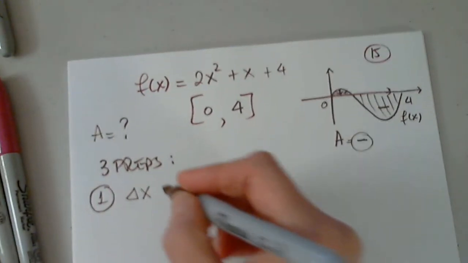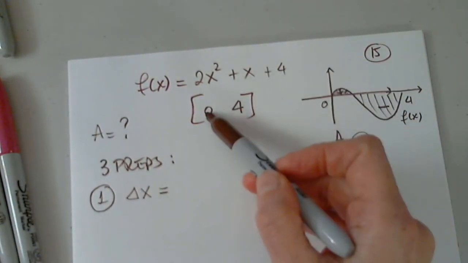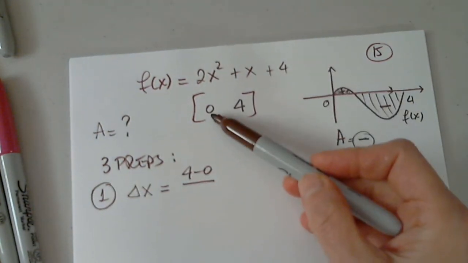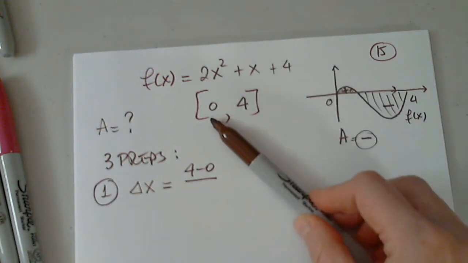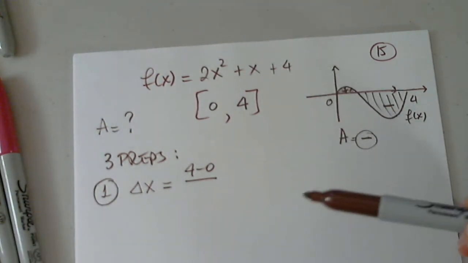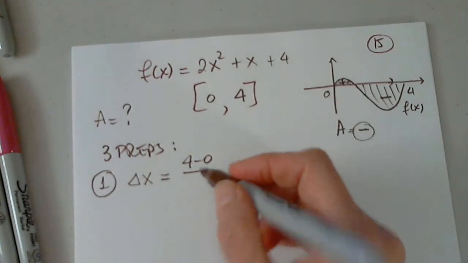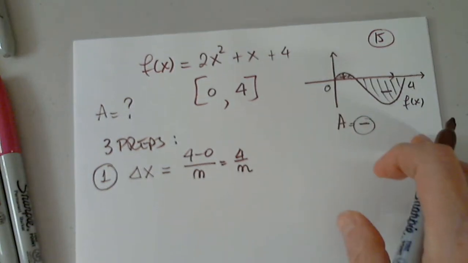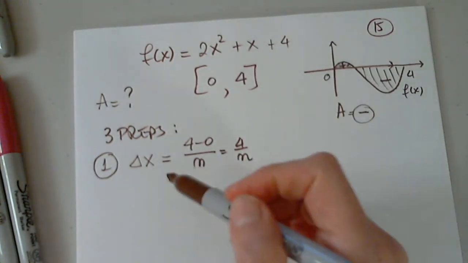Okay, so delta x by definition is 4 minus 0, divided by n. I chose 0 because every time we start at 0, it would be much easier to calculate. So this is 4 over n. So we have delta x.